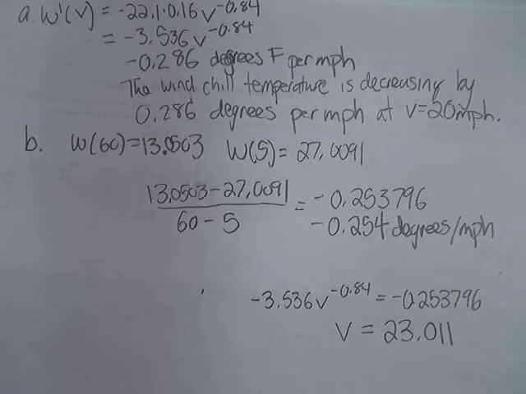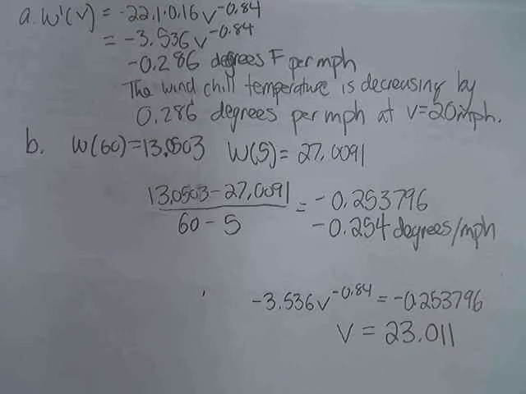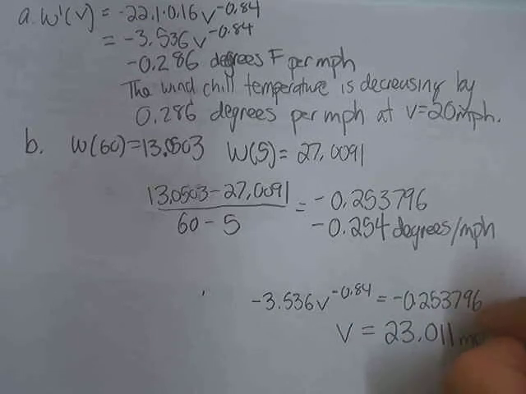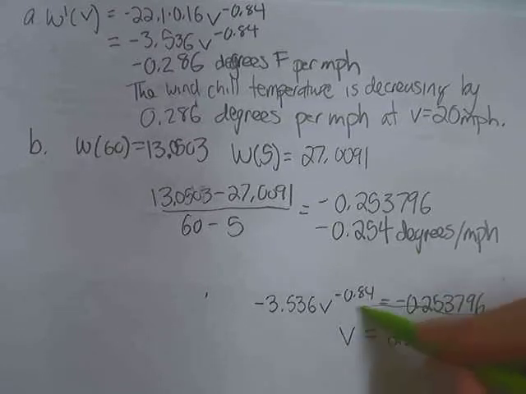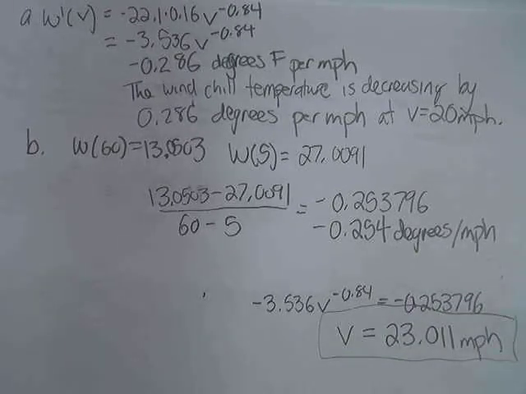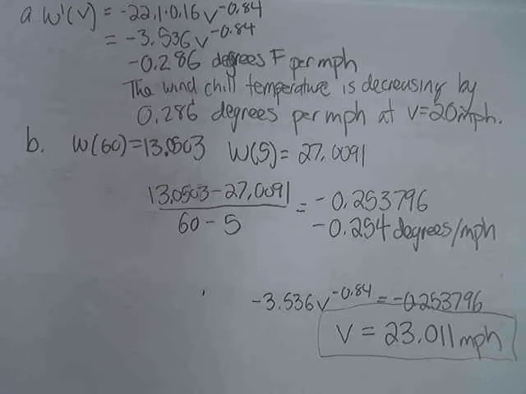When you graph it, you get that v is equal to 23.011. And our units here, because it's velocity, would be miles per hour. So at 23 miles per hour, we reach our average rate of change over that interval. And that's it for this second question.